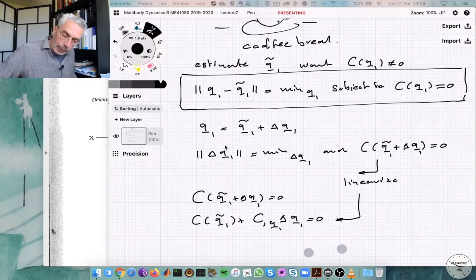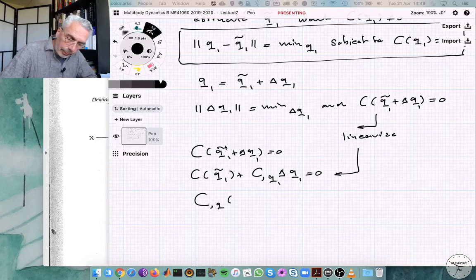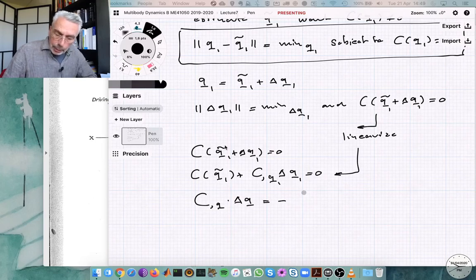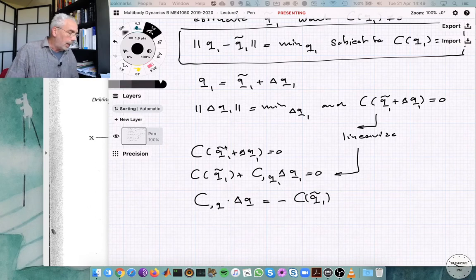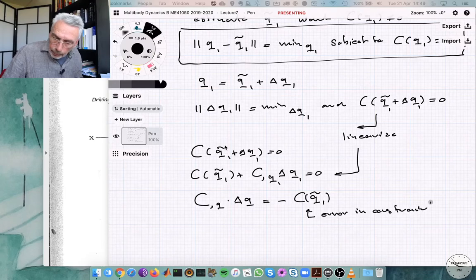And we can write that in another form, because now to show that we have really linear constraints, we can say C_Q times this delta Q is minus the C in this thing. And you can say this is like the error in the constraints, right? Error in the constraints.